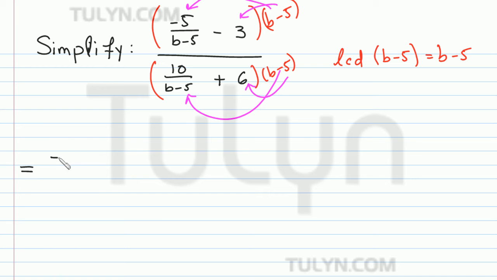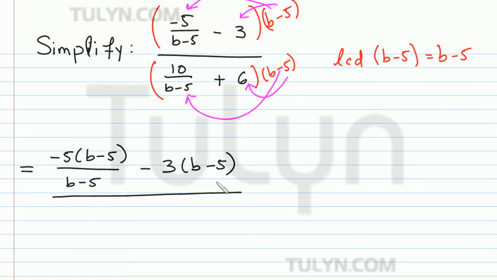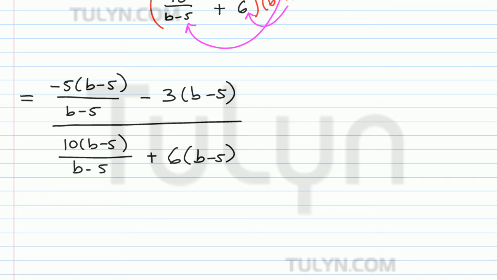So this is equal to minus 5 over b minus 5 times b minus 5 over b minus 5, minus 3 times b minus 5. In the denominator, okay, so now we're in a position where we can simplify. So the b minus 5's here cancel out since there's one in the numerator and one in the denominator.